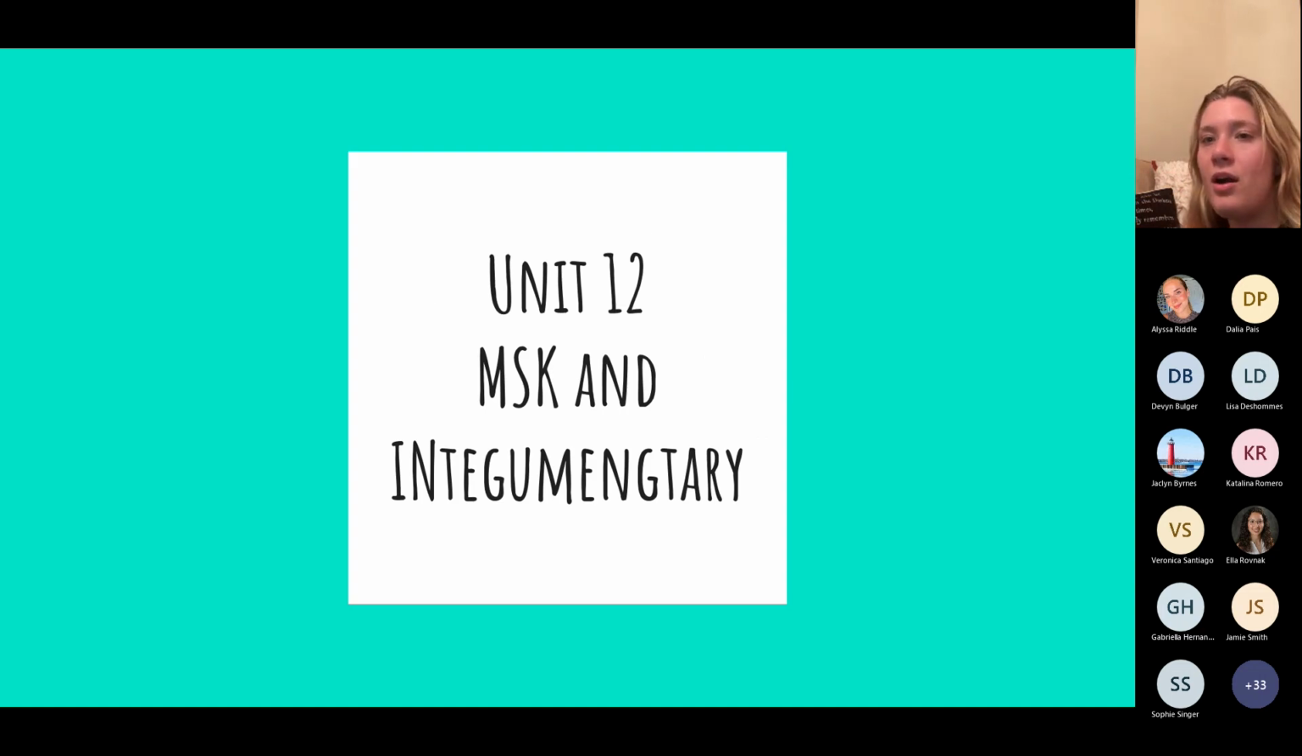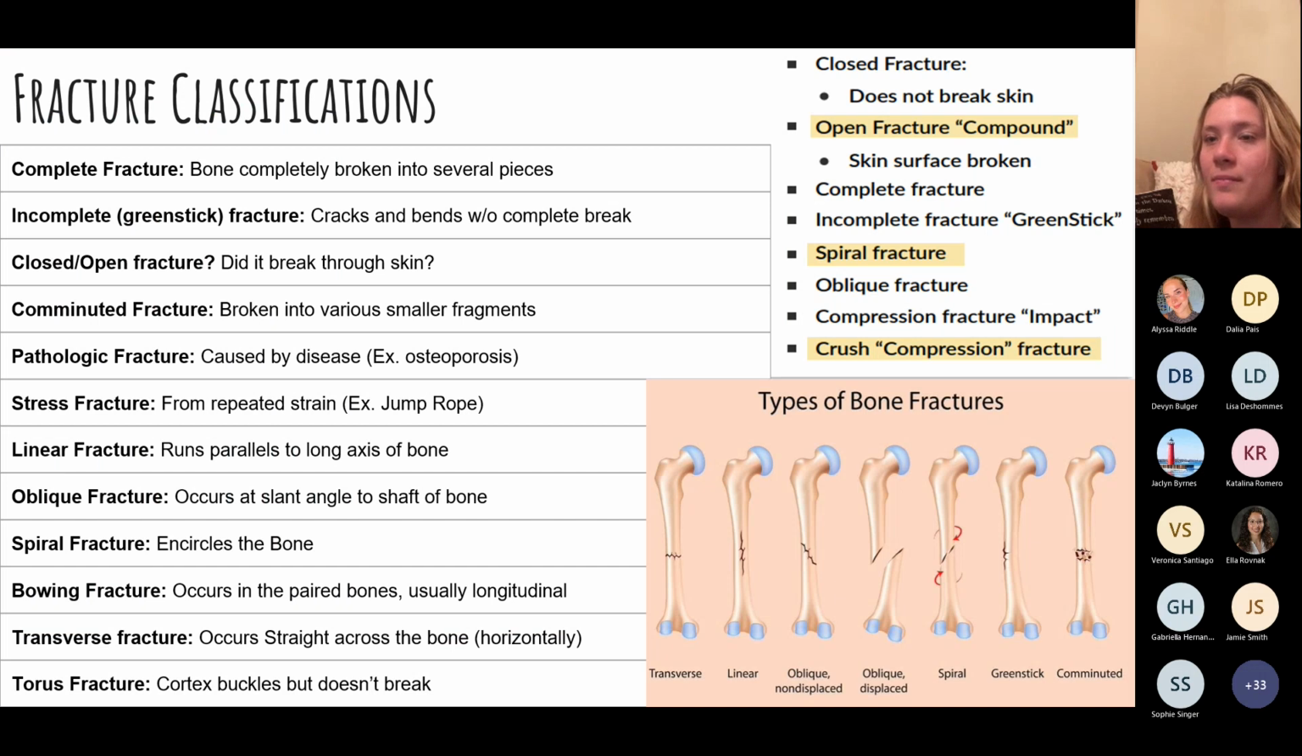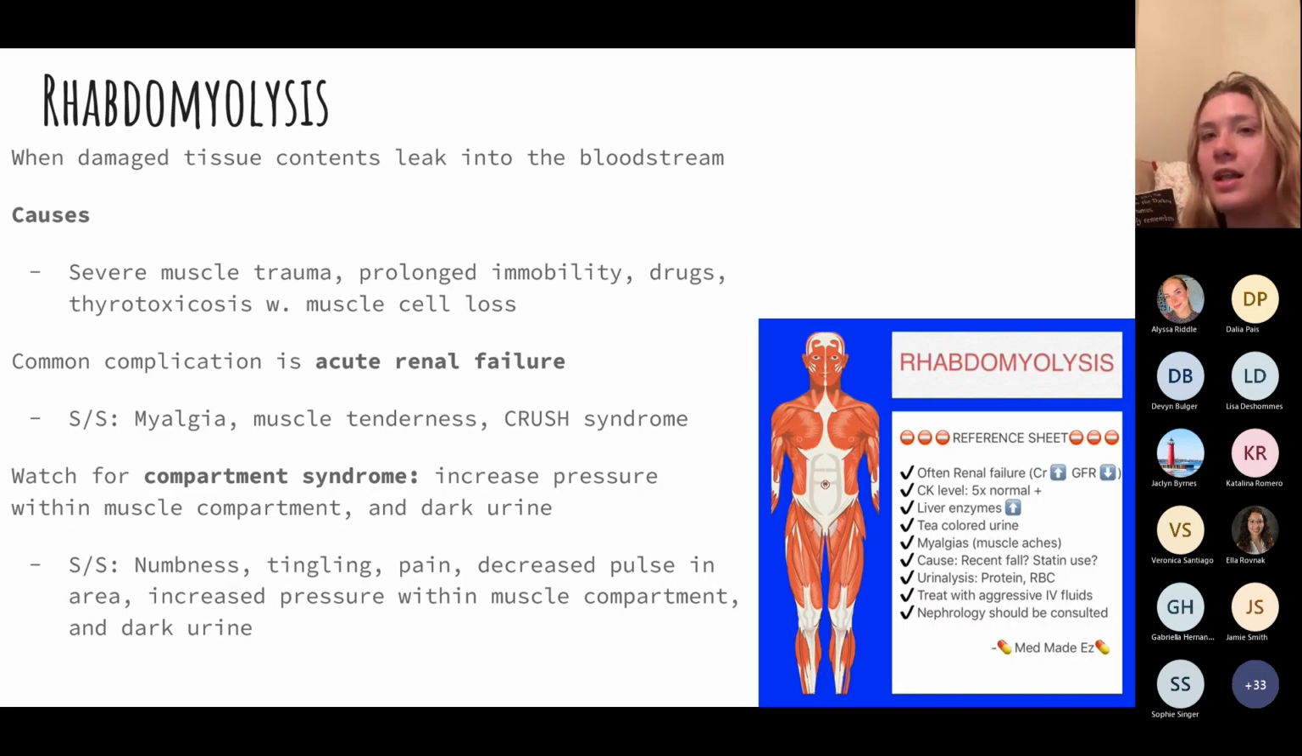So let's talk about our musculoskeletal system. We have lots of different ways we can classify fractures. I would pay attention to your complete fractures, your incomplete fractures, and some of your more pathological fractures. And then the ones in the top right, I think, are important as well. That's just how you guys can classify them.